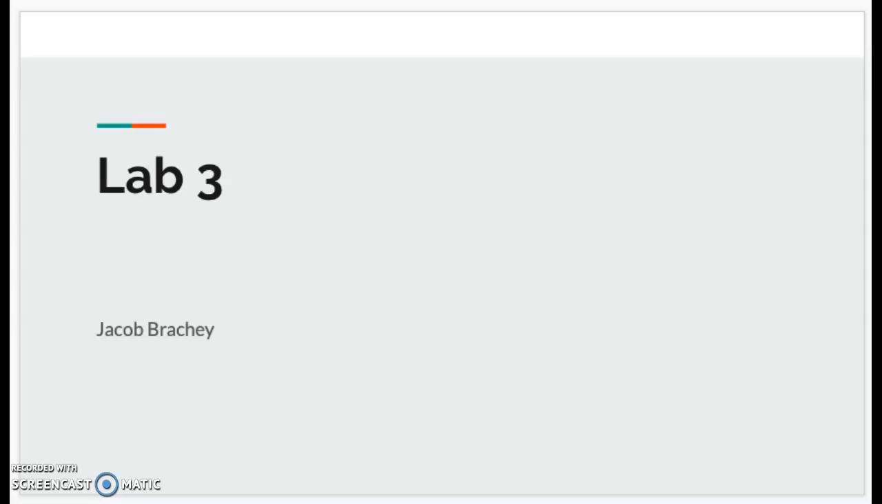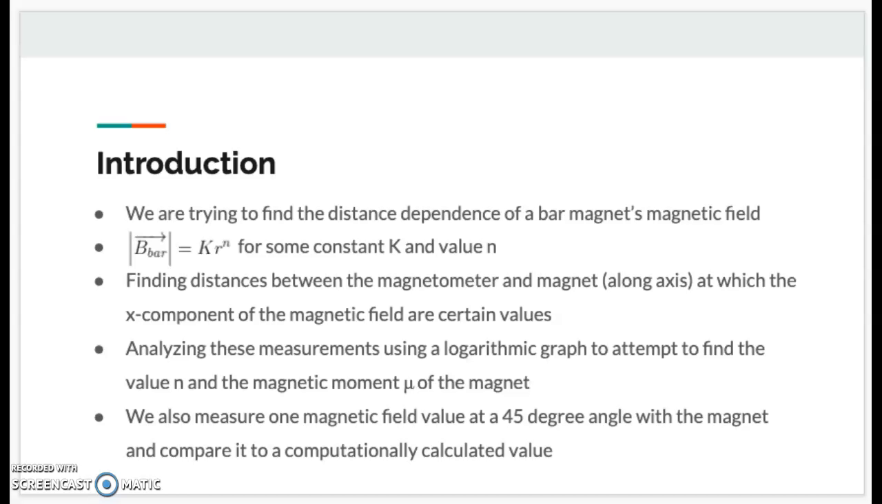Hi, this is my presentation for Lab 3. So in this lab, we're trying to find the distance dependence of a bar magnet's magnetic field. We know that the magnetic field follows the formula B equals k r to the n, where r is the distance between the magnet and the observation location, and k and n are constants. Through this lab, we want to find k and n.